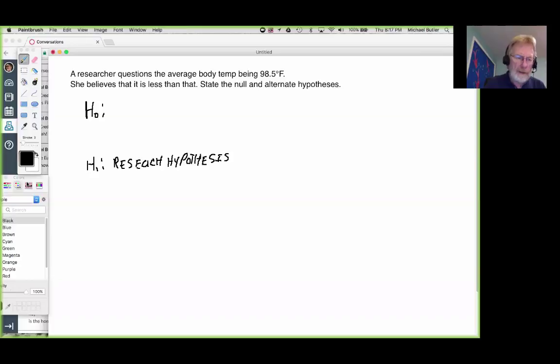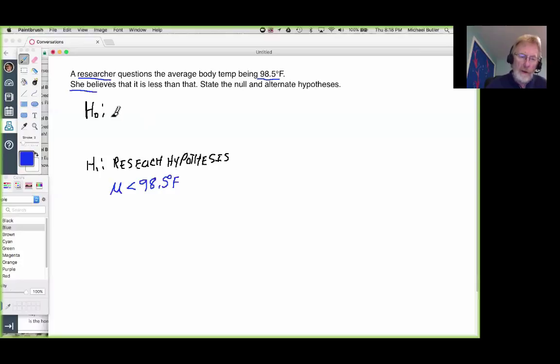So with that in mind, if we come back up here and take a look at our problem statement: a researcher questions the average body temperature being 98.5 degrees Fahrenheit. She believes it's less than that. State the null and the alternate hypotheses. Notice that she is the researcher, so her hypothesis is that the average body temperature is less than what the null claims. If you look at every thermometer, at least manufactured in the United States, because we're on this crazy Fahrenheit system, they're going to tell you that average body temperature is 98.5 degrees Fahrenheit. Well, she thinks it's less than that. So what she would state is that the alternate hypothesis is that the mean, or the population average body temperature, is less than 98.5 degrees Fahrenheit.